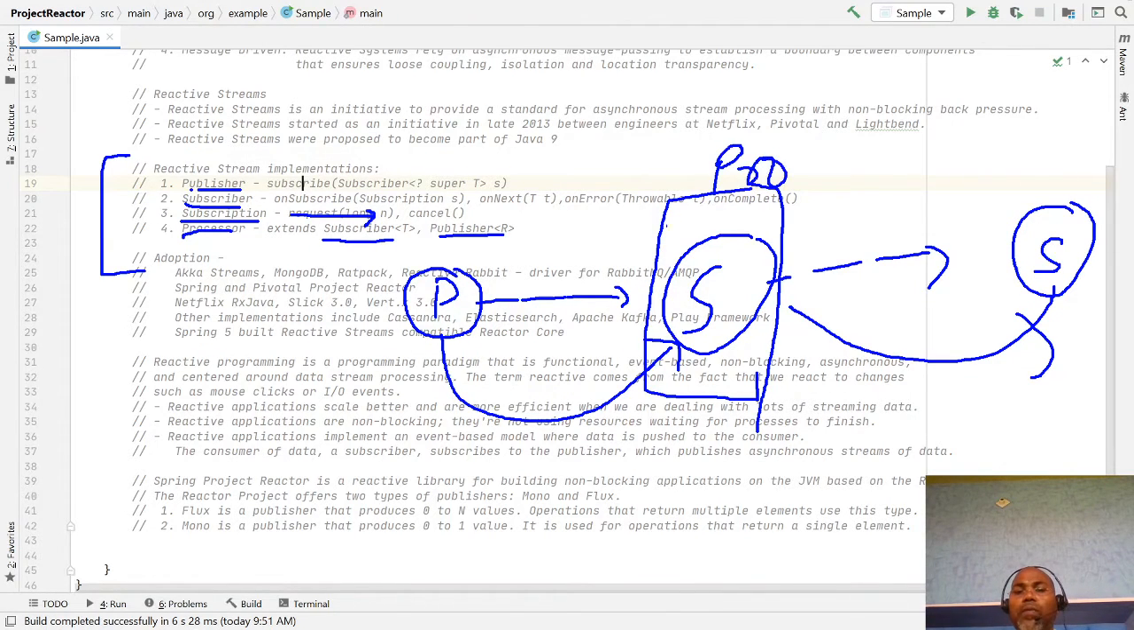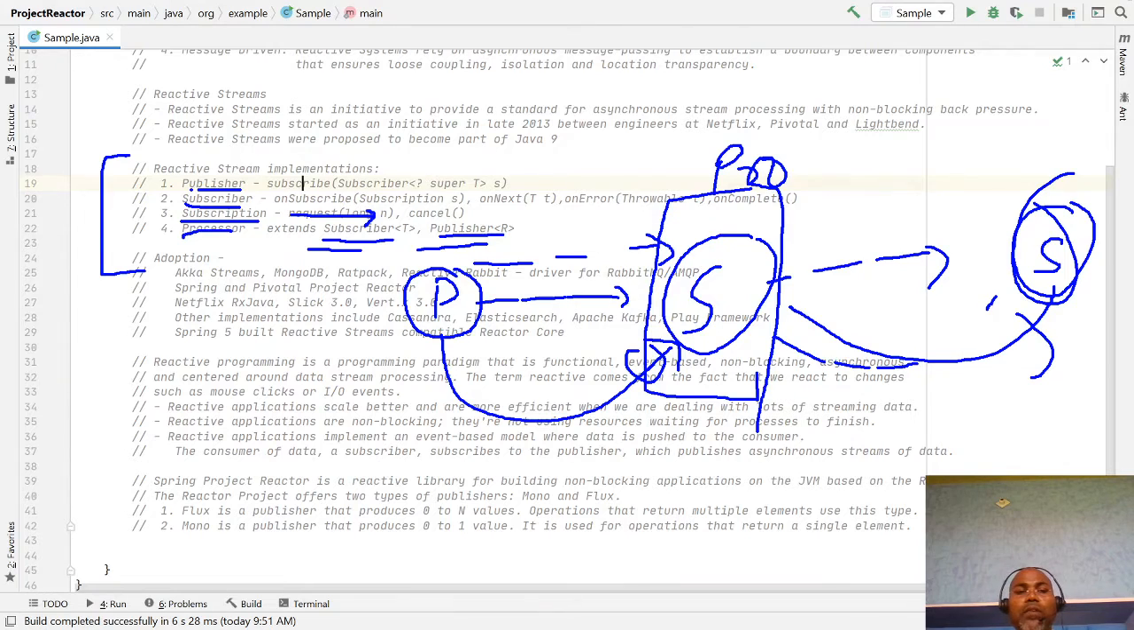A processor has both capabilities. It can work as a subscriber, consuming stream data from the publisher, and similarly it becomes a publisher to publish data for another subscriber. In those scenarios, this is the processor. A processor has both capabilities, publisher as well as subscriber.